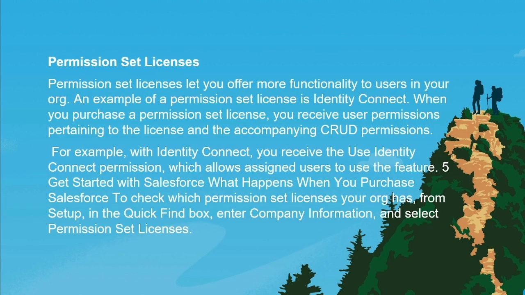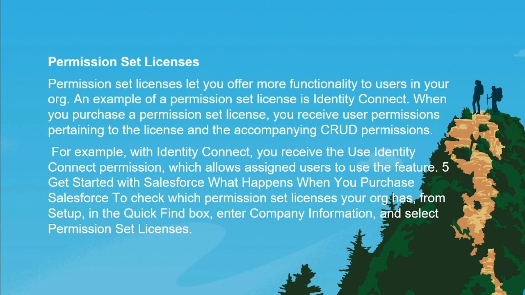Now you have the last one, that is the permission set licenses. The permission set licenses are of more use to the users, likewise in organization licenses, in user licenses, and in permission set licenses. What happens when you purchase any license? You are provided with accessibility on a limited amount of values that you can easily access. But when I am talking about the permission set licenses, you can receive any permissions pertaining to the license, and you can also use the CRUD permissions.